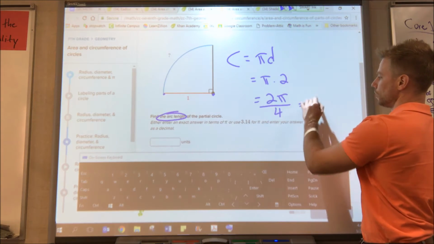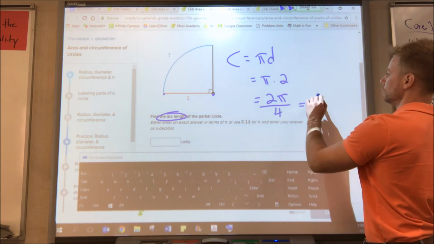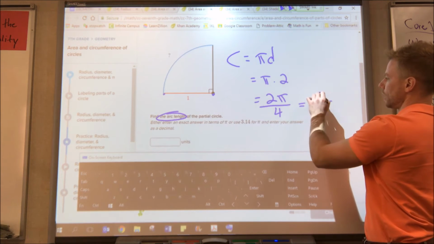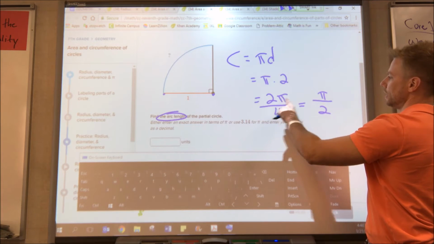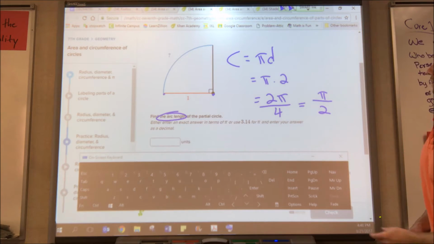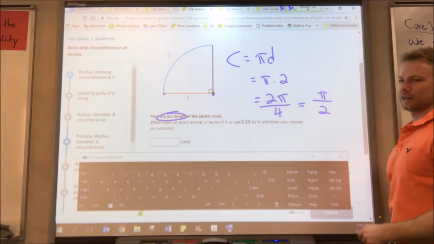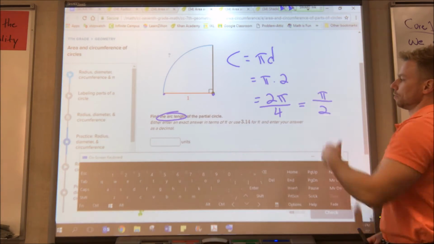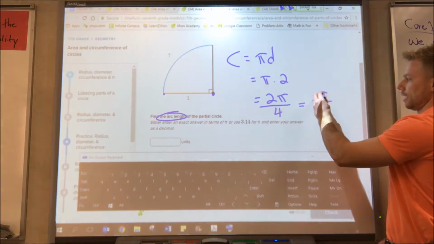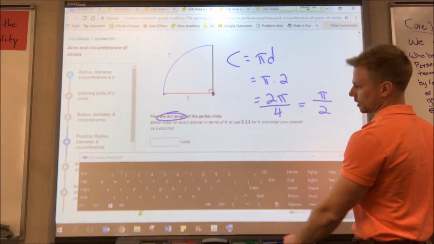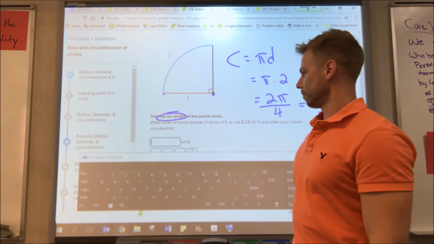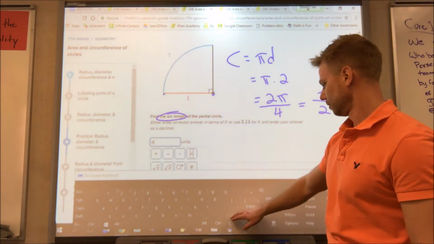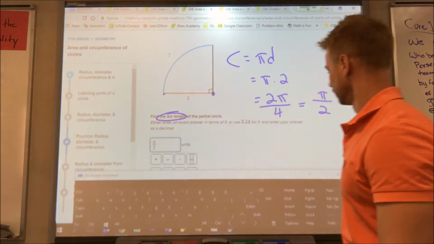Okay, 2 over 4 reduces to 1 over 2. So I can do 2 on the bottom, 1 on top, and then I still have my pi on top. Now notice I didn't write the 1 because I don't need to. I can put 1 pi, but it means the same thing if I just put pi over 2. And it's less to write. So in my answer, I just do pi over 2.